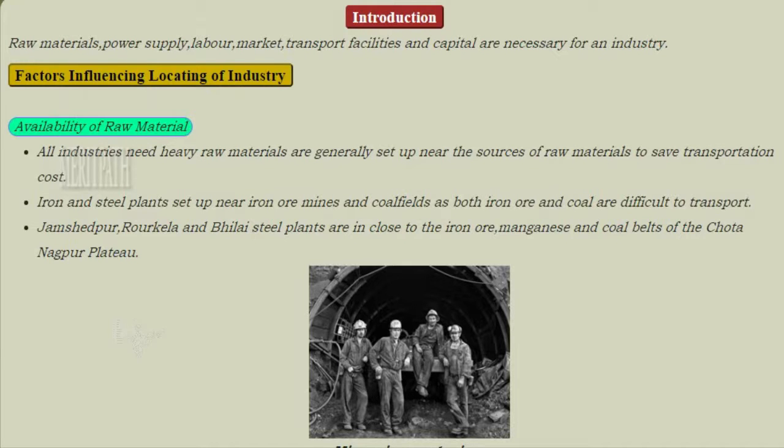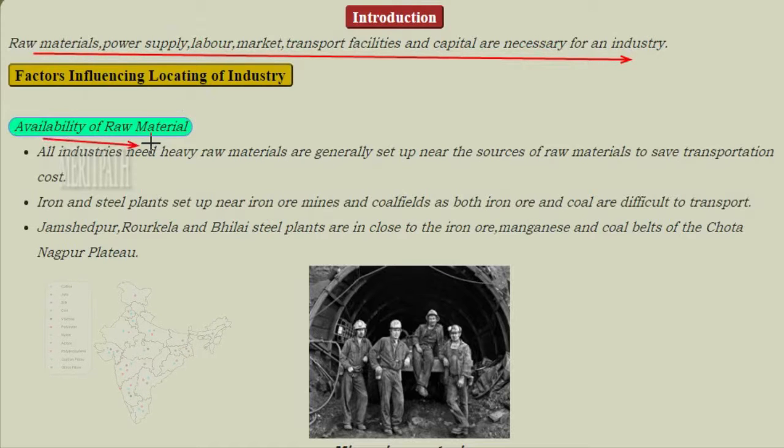Let us discuss the major industries. Raw materials, power supply, labor, market, transport facilities and capital are necessary for any industry. Factors influencing the location of industry.